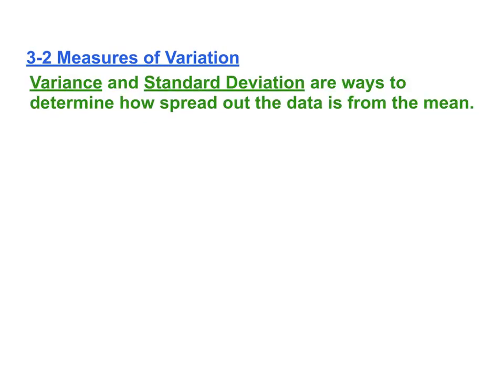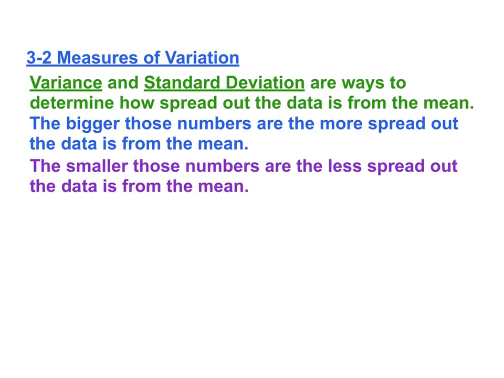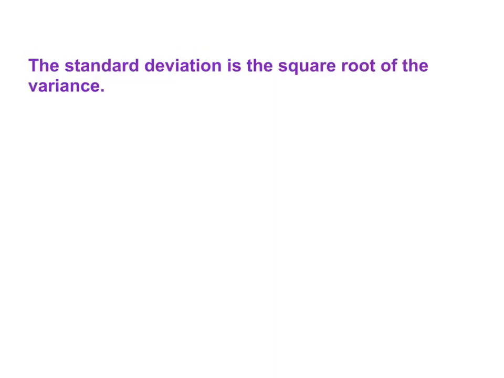Two other ways to measure variation are variance and standard deviation, and they determine how far apart the data is from the mean. The bigger those numbers are, the more spread out the data is from the mean. The smaller the numbers are, the less spread out the data is from the mean. All right, now we are caught up. So the standard deviation is the square root of the variance.